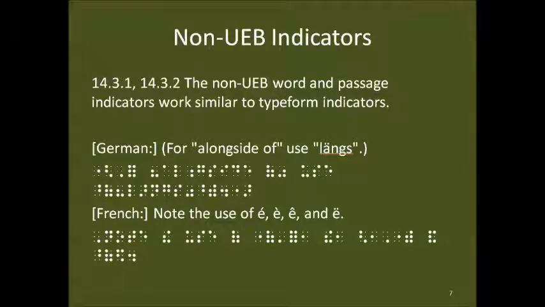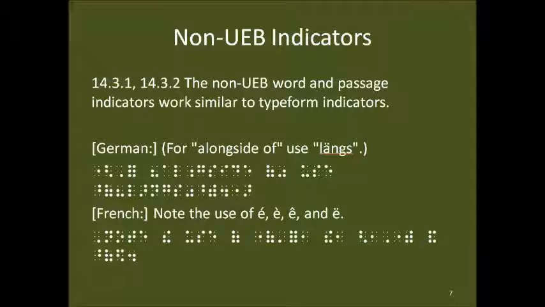The non-UEB word and passage indicators work very similar to typeform indicators. For instance, if we have a German phrase, for alongside of, use whatever that German word is. So we have just the word indicator. It's one symbol sequence, so we're using the non-UEB word indicator there for that. Dots 4, 5, and then 1, 2, 3, 5, 6. We don't, and then we need to terminate it because of the parenthesis there. So we have the closing non-UEB word indicator there after that German word.